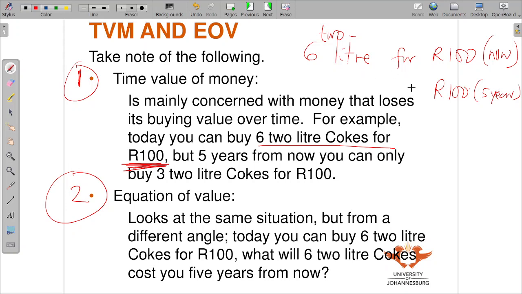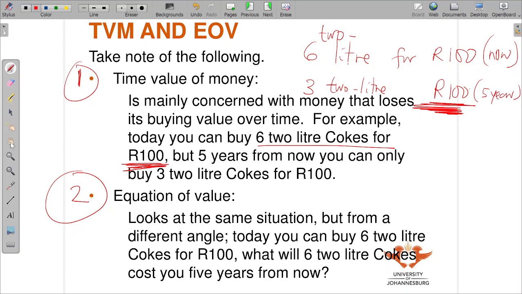And things are surplus now. But if not, then it will be less than 6 2 liters of Coke. So let's assume it is 3. So in 5 years to come, we can only buy 3 2 liters of Coke for that same 100 rand. So money loses its buying power over time.